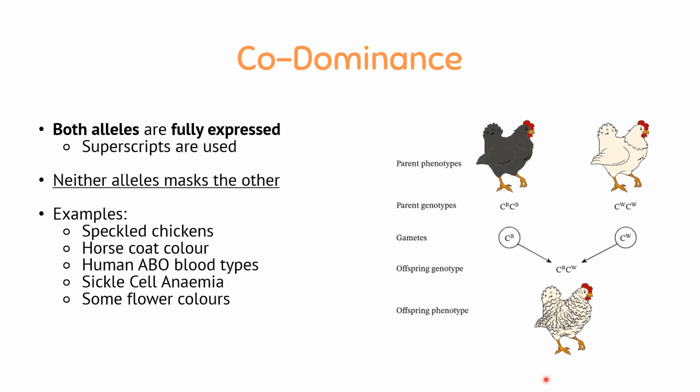So this is an example of speckled chickens. For example, we have a parent here that has two B alleles for the black feather color, and this other parent has two white alleles for the white feather color. They combine their alleles, so one black and one white, and the offspring has one B allele and one white allele, and this offspring expresses both at the same time. So we get a mixture of both. It is a speckled chicken.